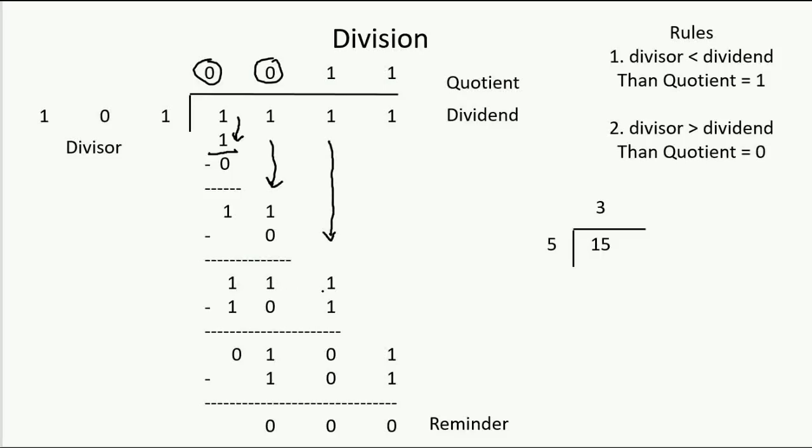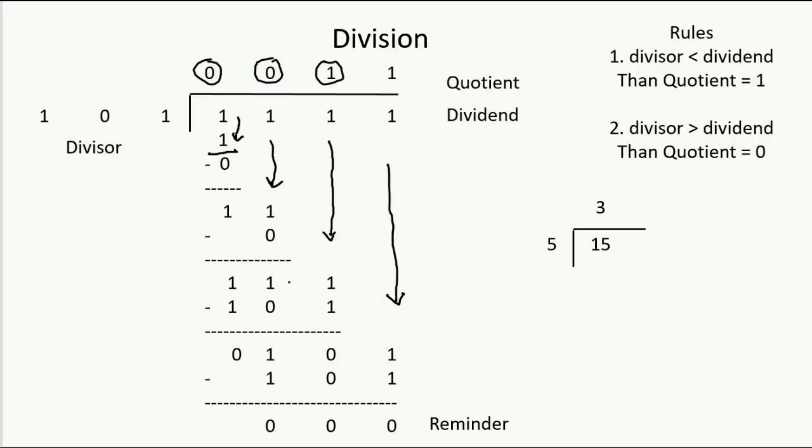So 111 is now greater than the divisor, so we put 1 as a quotient, and that 1 is multiplied by the divisor 101. 111 minus 101 is 010. After that, you again need to drop down the number 1 over here, so your answer is 101.